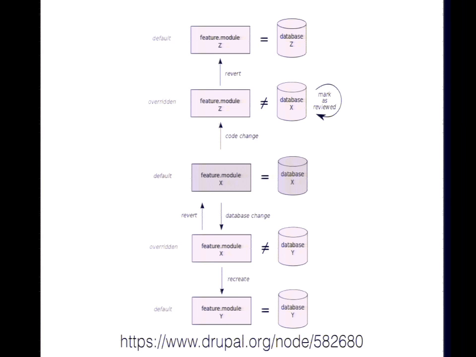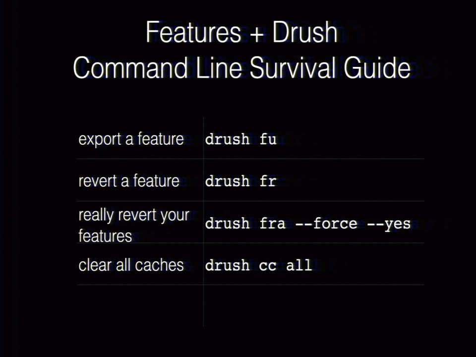So if we're going to be working with features in Drush from the command line, this is our quick survival guide. We want to export a feature, we're going to do a Drush features-update. We're going to revert a feature, bring it back in from code, FR. Really revert your features, with the force yes, and then clearing all caches.